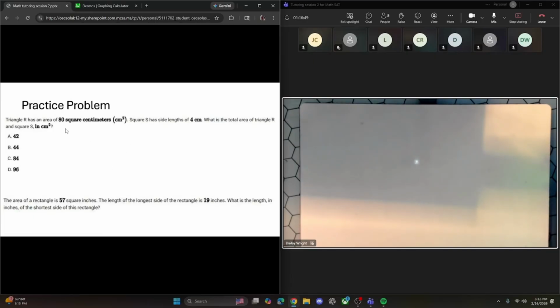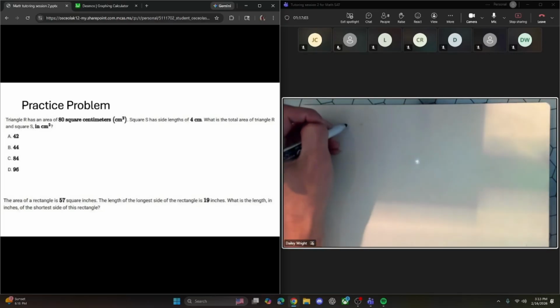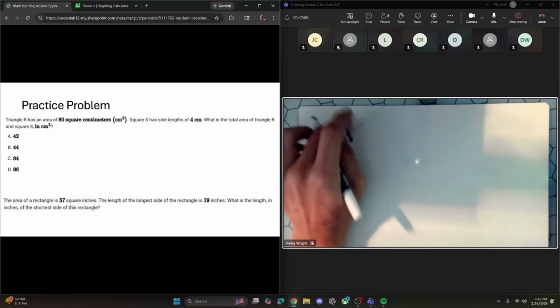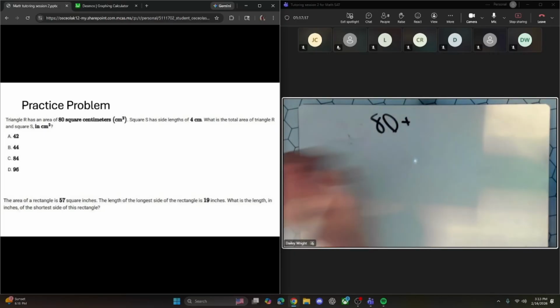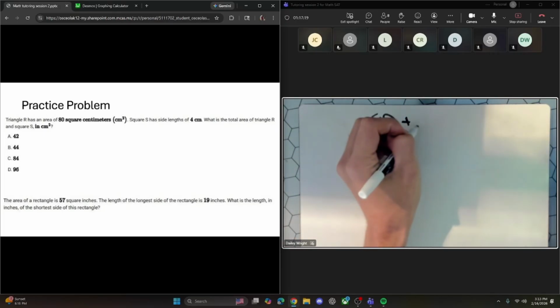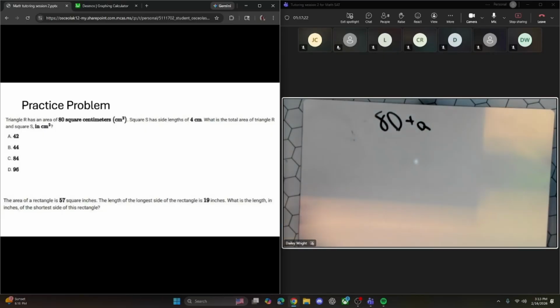Oh, okay. Triangle R has an area of 80 square centimeters. Square S has a side length of 4 centimeters. What is the total area of triangle R and square S in centimeters squared? So we know triangle R has 80 square centimeters, and we want to add up the total area of triangle R and square S. So it's going to be 80, because that's the area of triangle R, plus the area of S. So let's just put that as A.